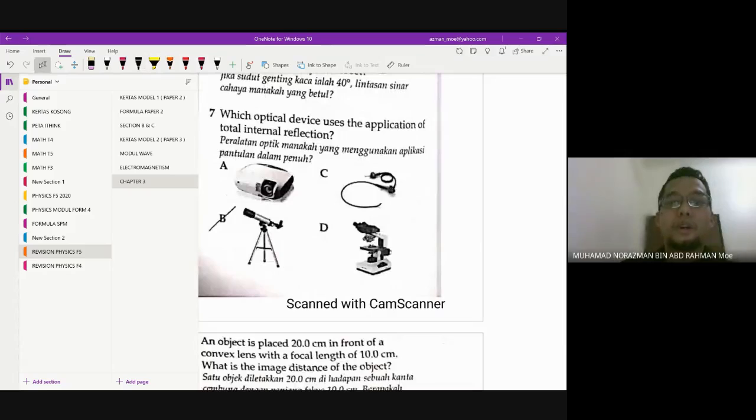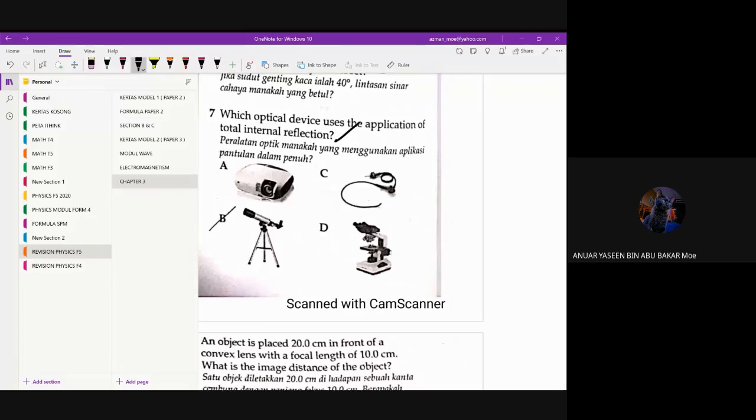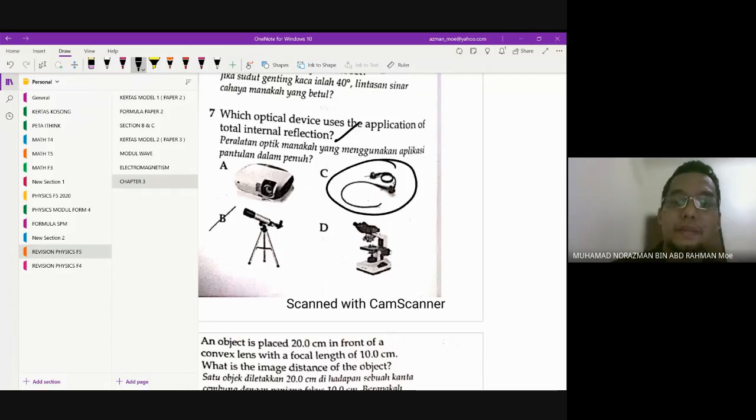Okay, which optical device uses the application of total internal reflection? Okay, this one ni optical fiber. Okay, ni teleskop. Teleskop tak pakai total internal reflection. Kalau periskop, ya periskop. So bukan B, C.